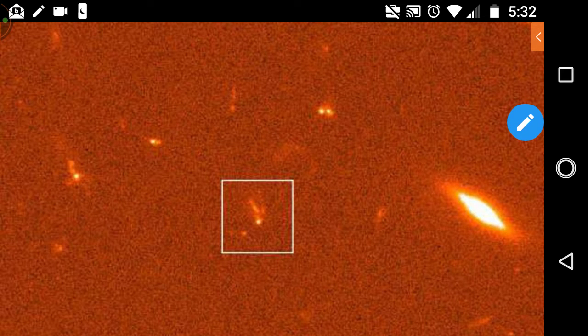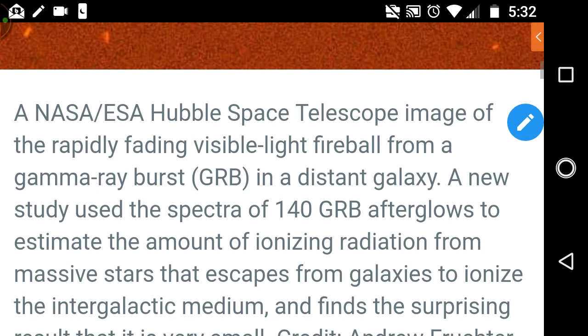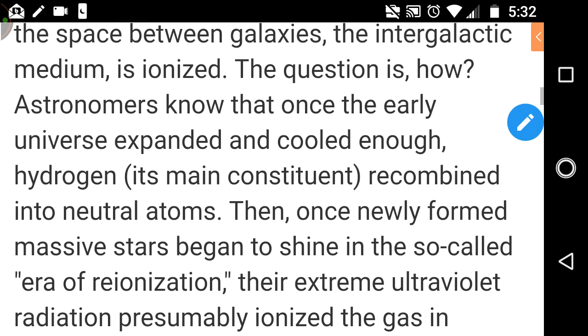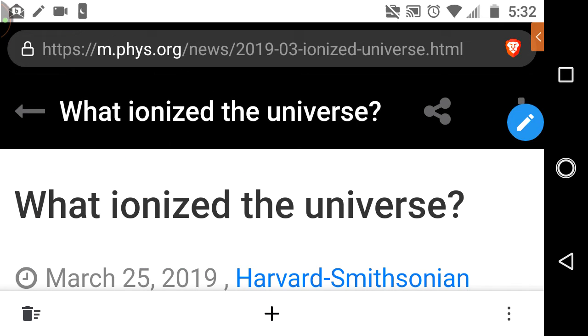And this is an important aspect of cosmology here, because it's not clear how the universe got so ionized. So anyway, another interesting article about cosmology.